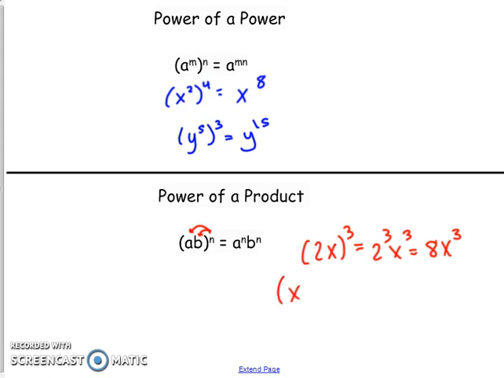If I had x squared y to the 4th raised to the 5th, I'm going to distribute that 5 to both. So I have x squared to the 5th, so that's going to be x to the 10th, y to the 4th to the 5th, so y to the 20th.